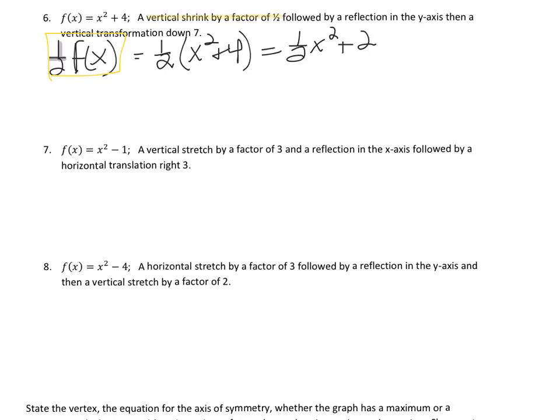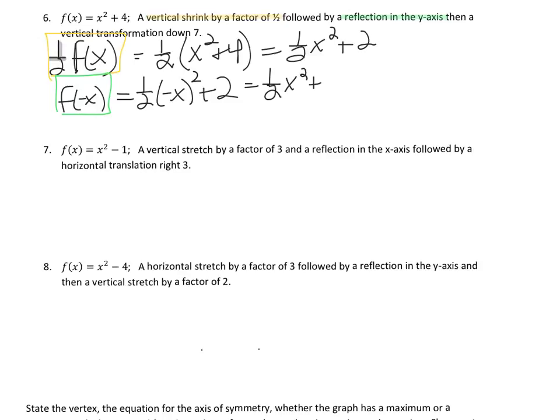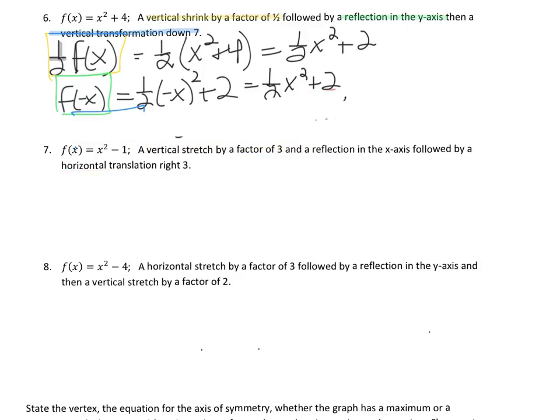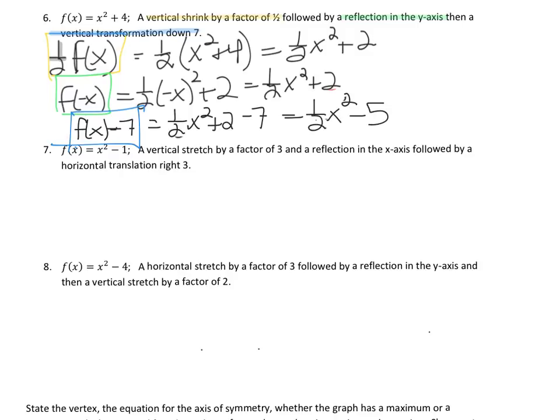The next, reflection in the y-axis. f of negative x is a reflection in the y-axis. So that's 1/2 times (negative x) squared plus 2, which is 1/2 x squared plus 2. And lastly, vertical transformation down 7. Function notation is f of x minus 7. And that is 1/2 x squared plus 2 minus 7, 1/2 x squared minus 5 for our final answer.